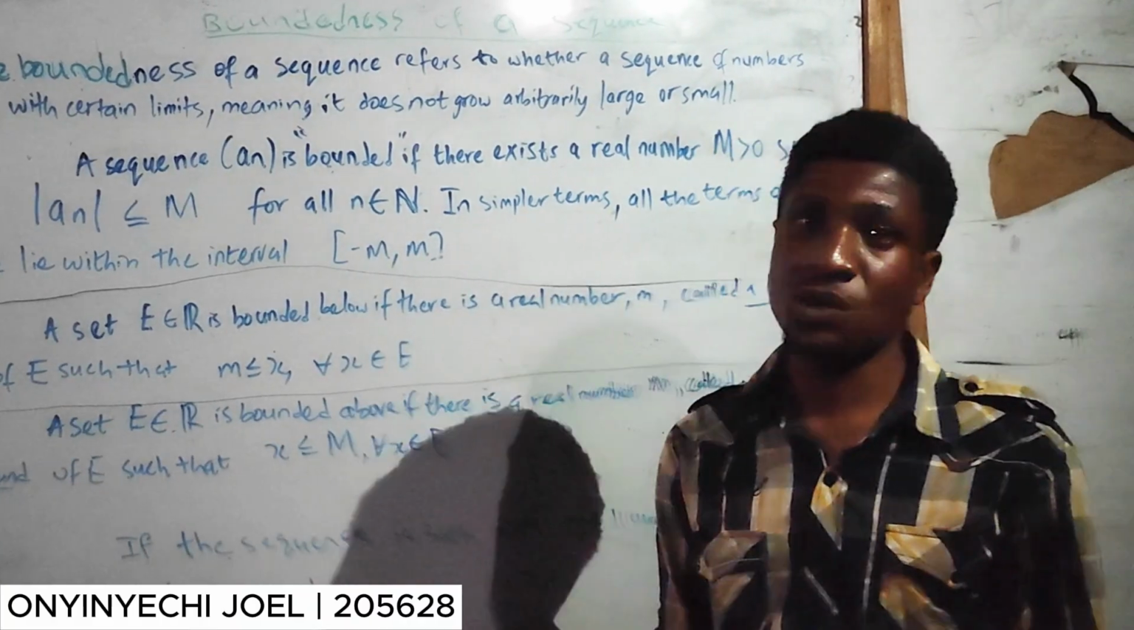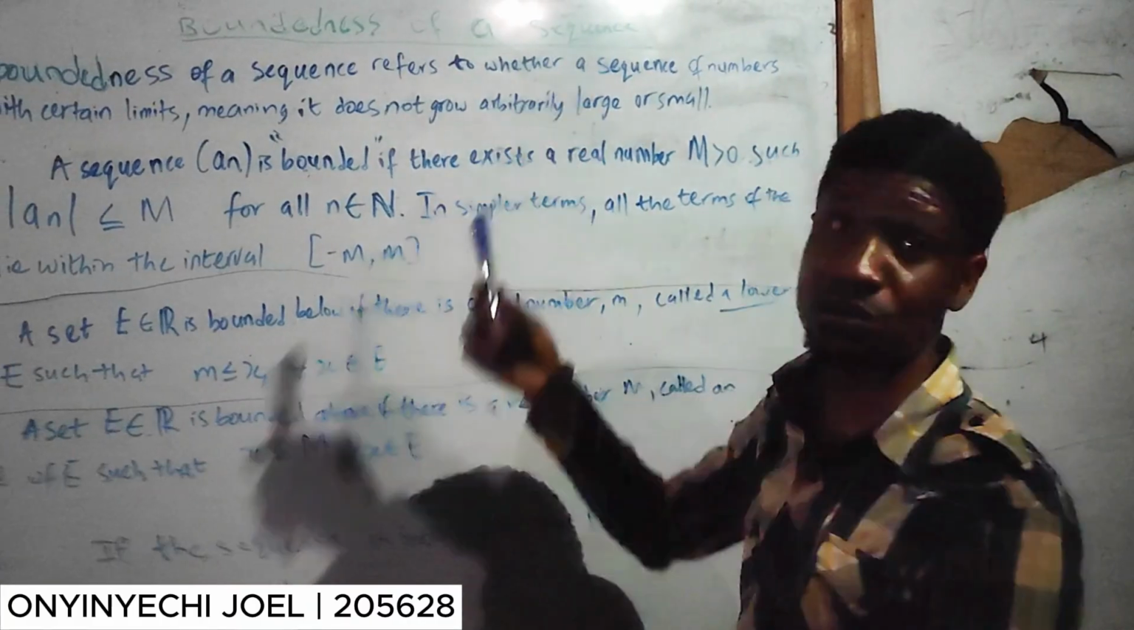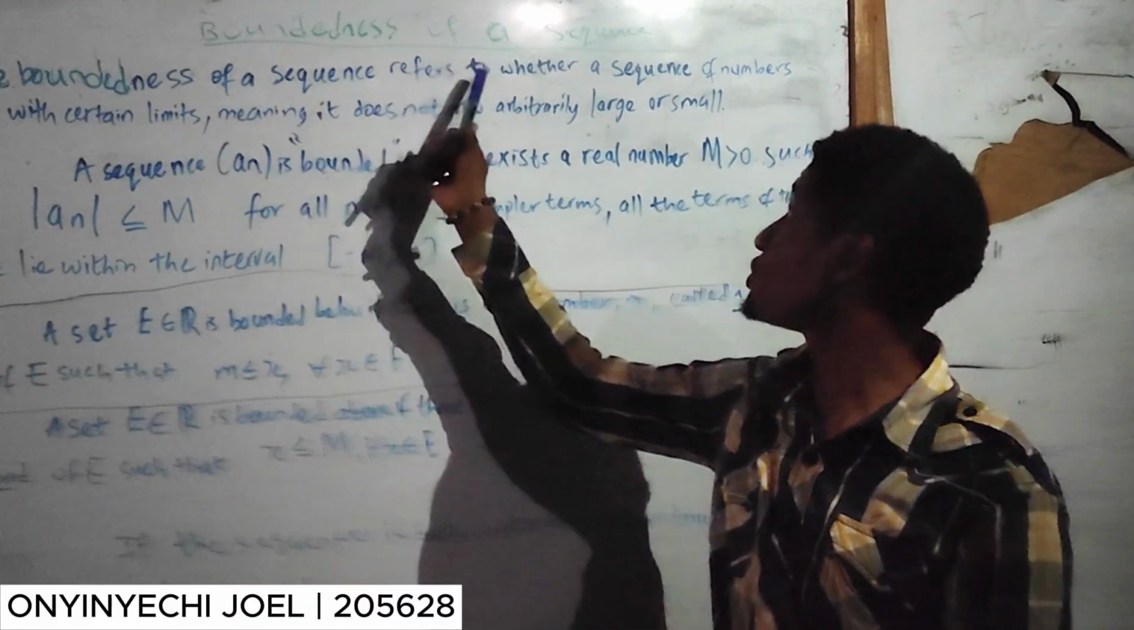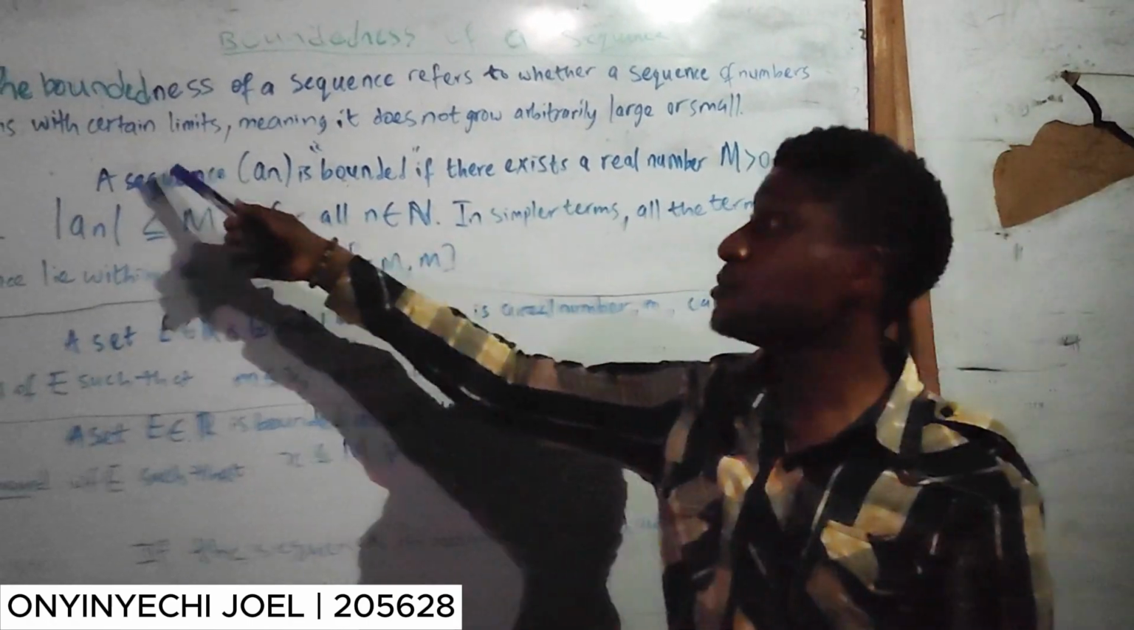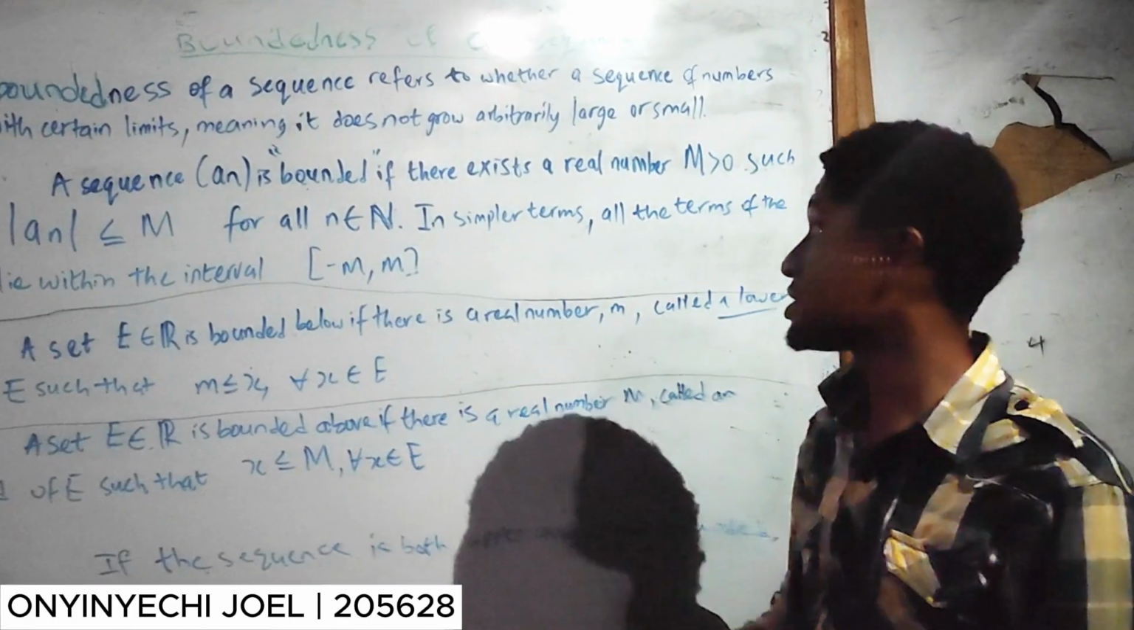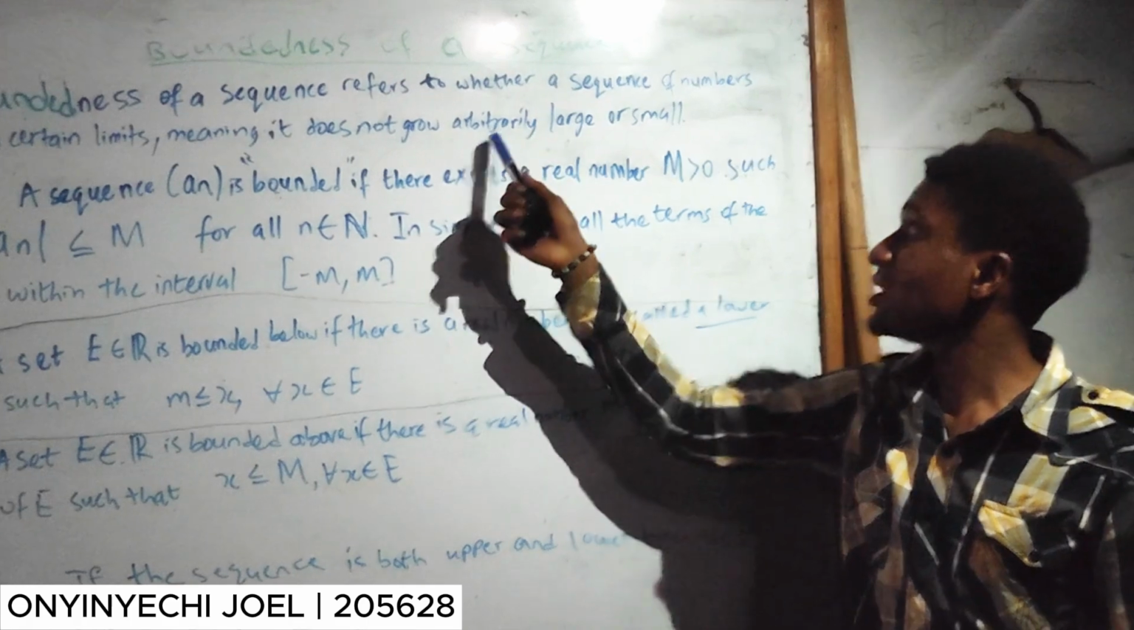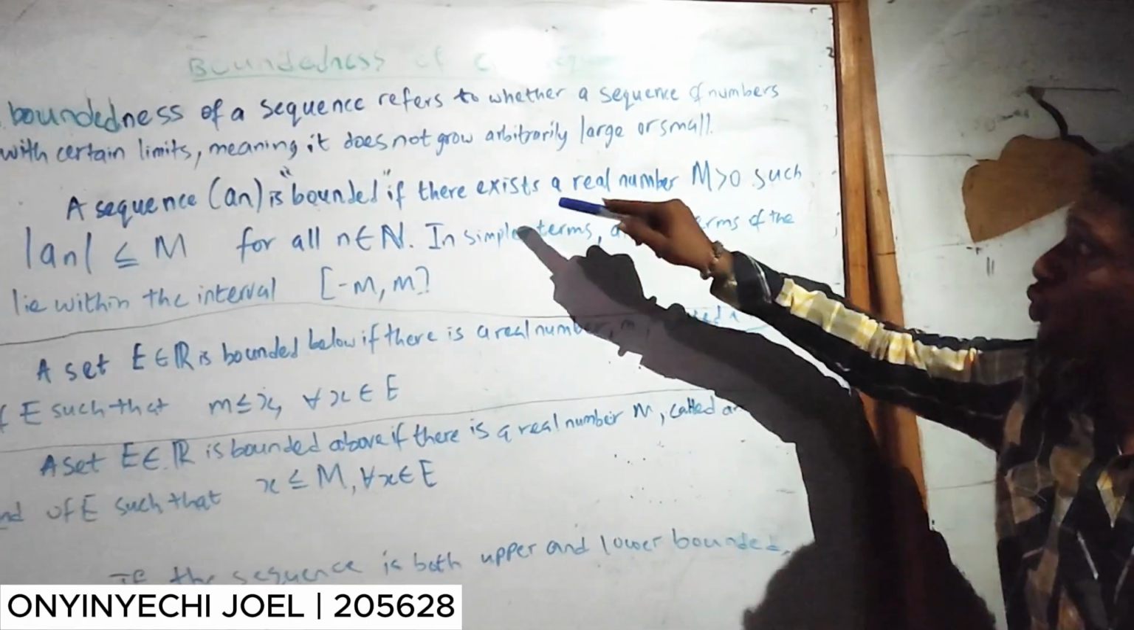Hello everyone, my name is Joe and I'll be talking about boundedness of a sequence. The boundedness of a sequence refers to whether a sequence of numbers remains within certain limits, meaning it does not grow arbitrarily large or small.